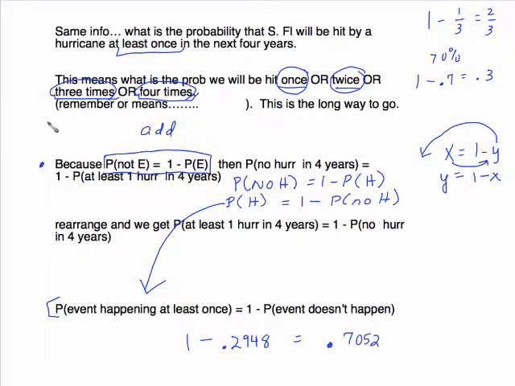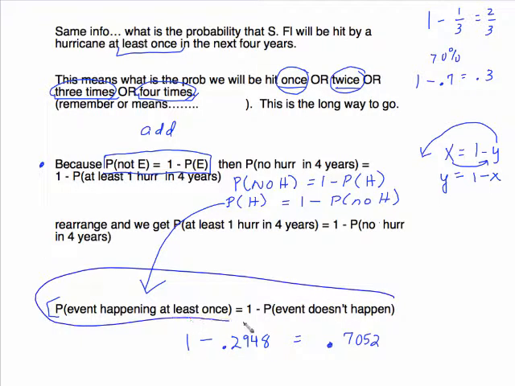You might not have followed this whole explanation, and that's okay. The important thing is you need to memorize that fact or write it on your card so that you can use it. The probability that the event happens at least once is 1 minus the probability that the event doesn't happen.